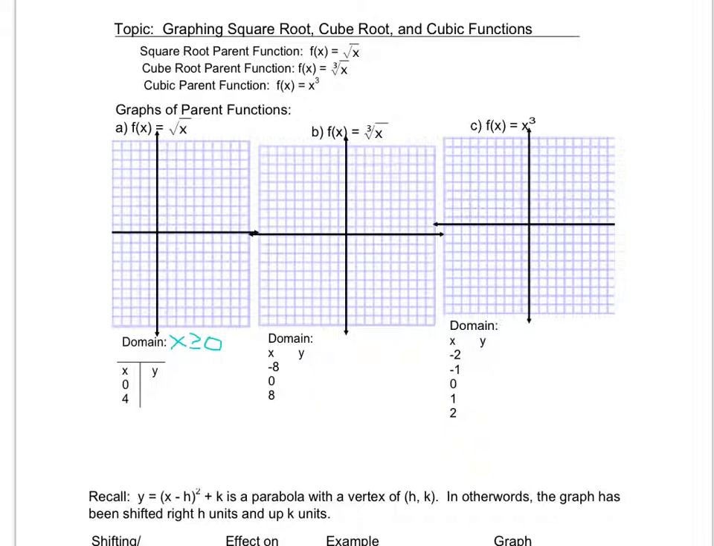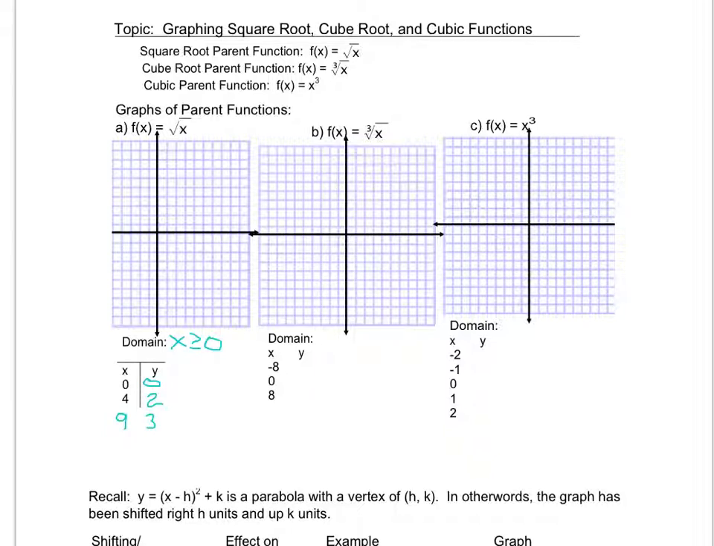When I pick an x value of 0, I plug 0 in and I get a y value of square root of 0, which is 0. When I pick an x value of 4, I get a y value of 2. I could continue doing this. Notice that the x values I'm picking are perfect squares. I could also pick an x value of 9 and get a y value of 3.